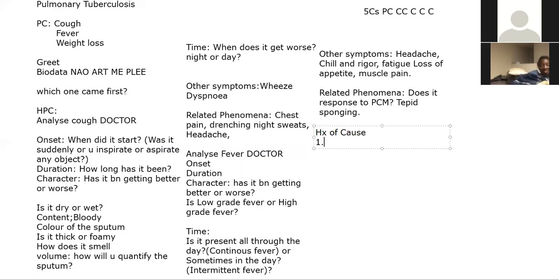Tuberculosis. It's caused by a parasite, I know. Not a parasite, Doctor. It is bacteria. There's a difference between bacteria and parasite. You understand? So yes, it's caused by bacteria. What's the name of the bacteria, Doctor? Do you remember the name? It's Mycobacterium tuberculosis. But that is not what I need. What I need is, how do people get it? What are the causes in our environment, Nigeria, where there are a lot of people?